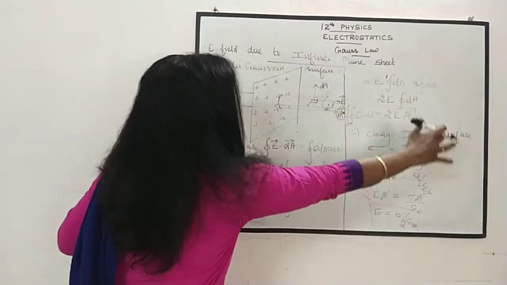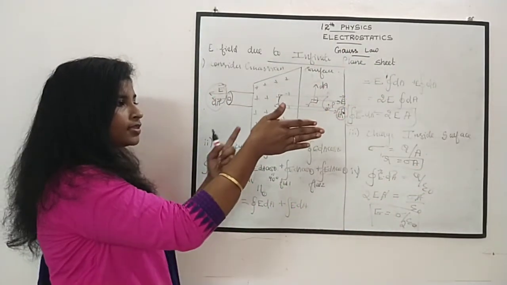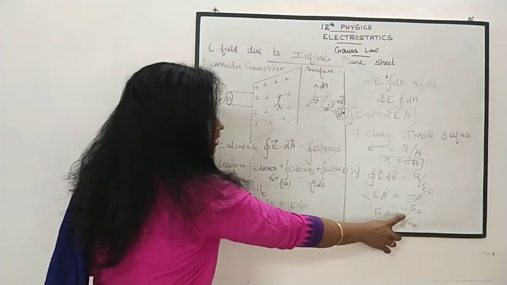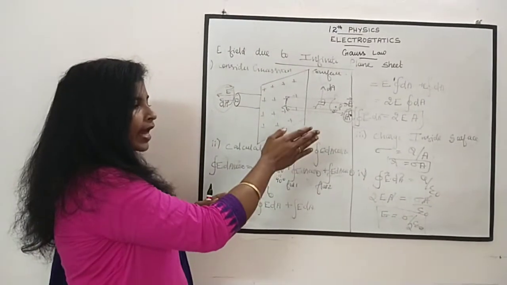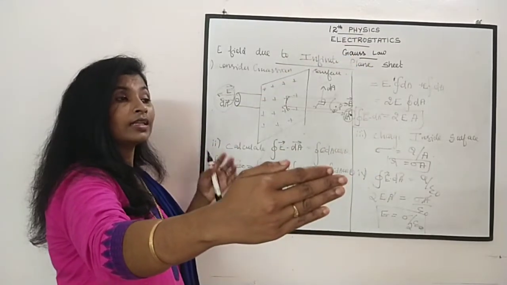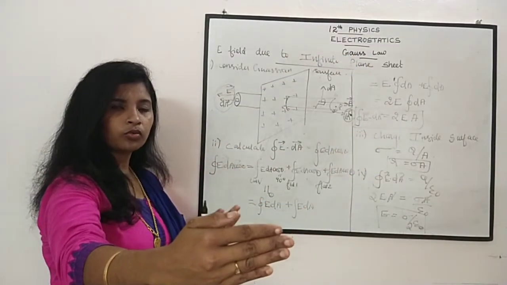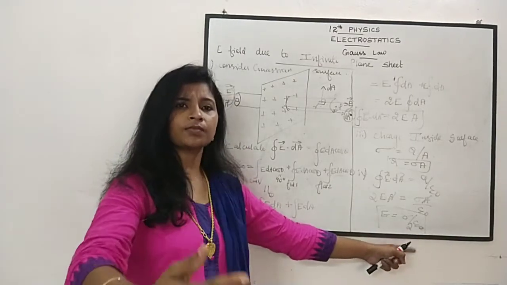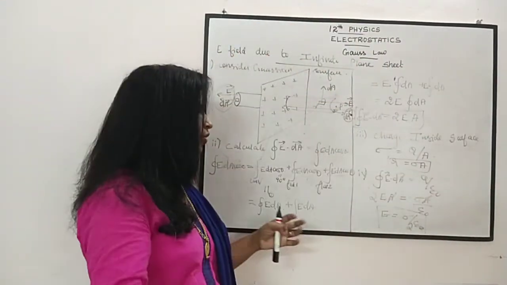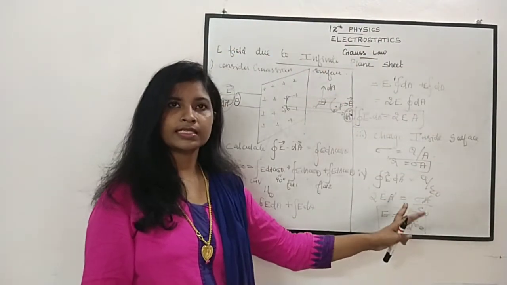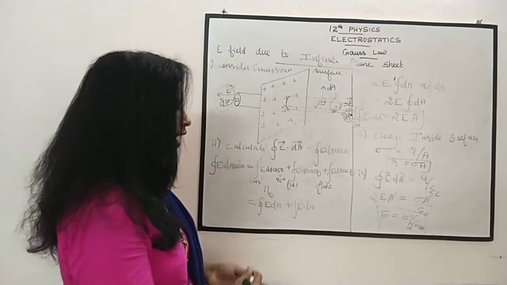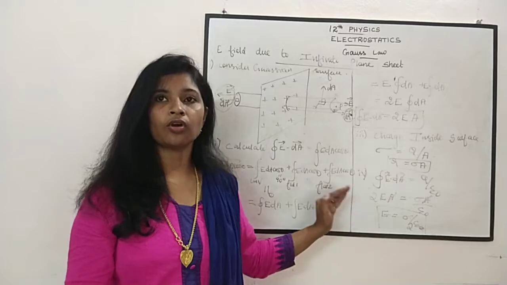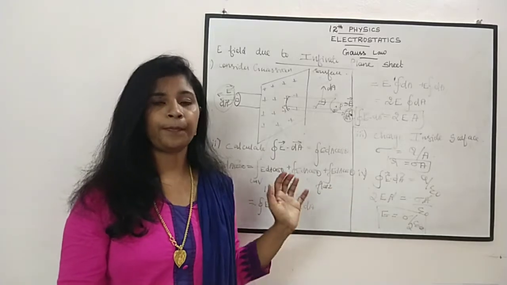Suppose this is my infinite plane sheet. I am calculating the electric field at this point and I got the value sigma by 2 epsilon naught. Suppose I take the distance up to here. Does the value change? No, because it doesn't depend upon the distance. Whatever the distance may be, even if the distance is infinite, my electric field value will be sigma by 2 epsilon naught. So you have to write a very important point: this electric field is independent of R.